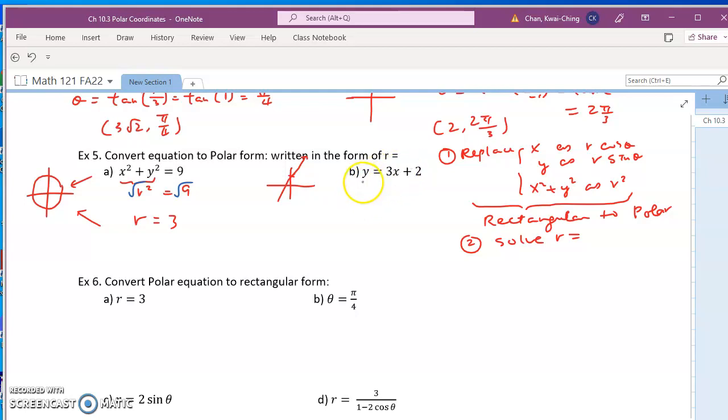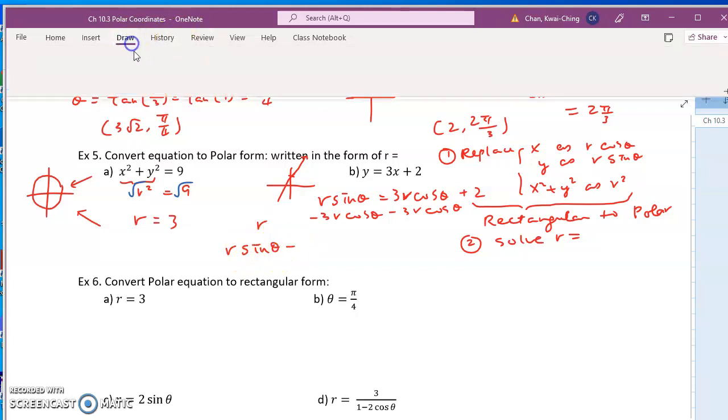Remember, whenever I see y, I write it as r sine theta. Whenever I see x, I write it as r cosine theta. So now everything is in r and theta. That's step 1. Now I want to solve for r. But r is in two different places, so I can't just divide by sine, because I have to have r all on one side. So what I'll do is subtract 3r cosine theta from both sides.